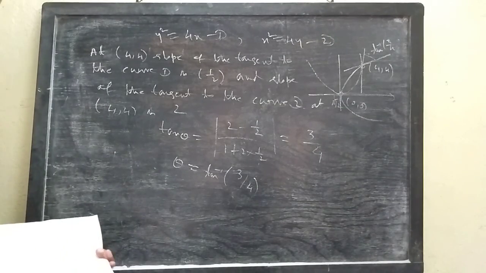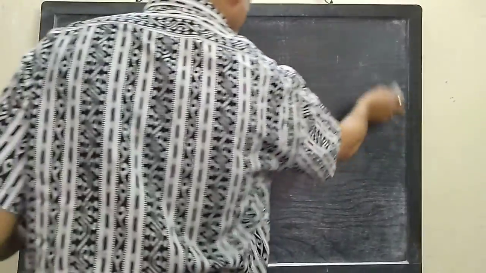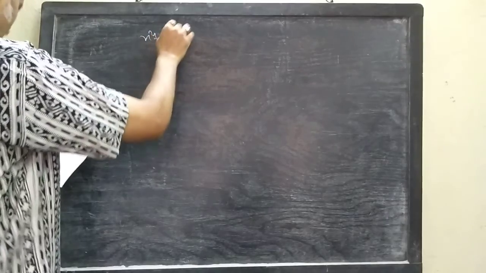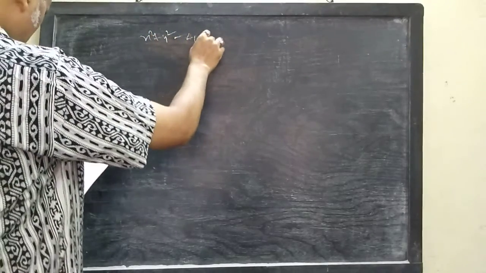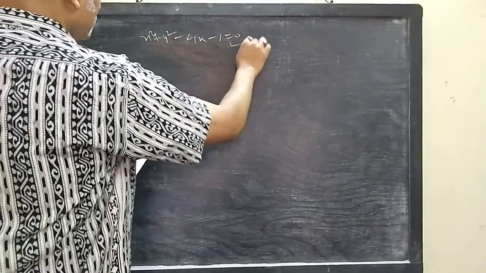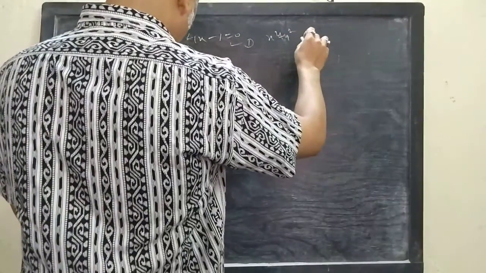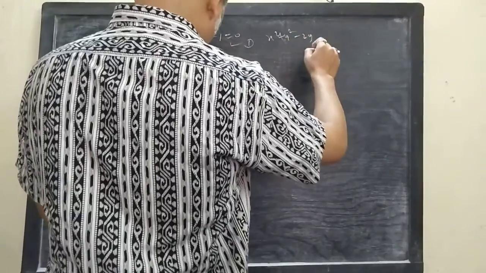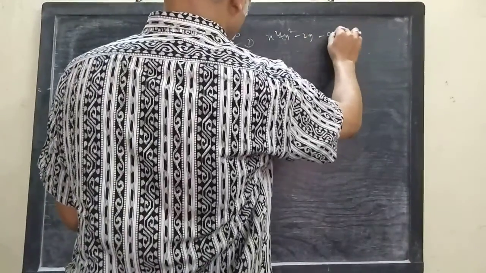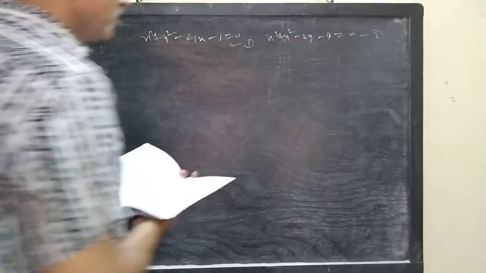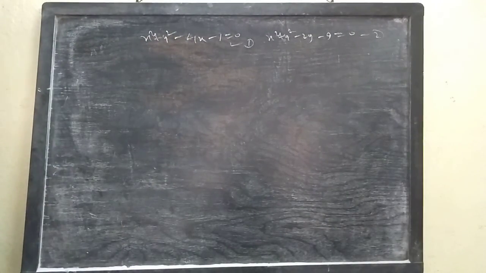Next, let us find the angle between the curves x square plus y square minus 4x minus 1 equal to 0, this is number 1, and another one is x square plus y square minus 2y minus 9 equals to 0, this is number 2. You know these two are two circles.